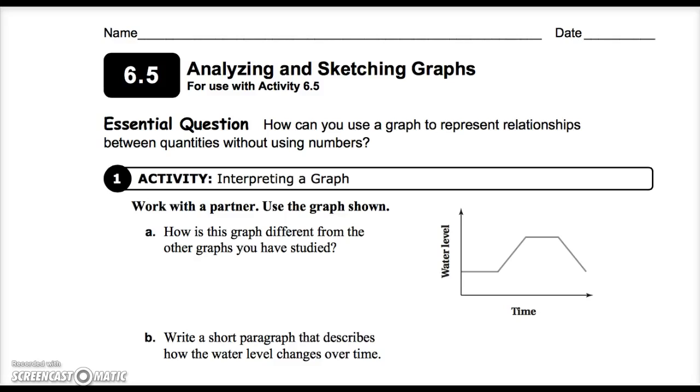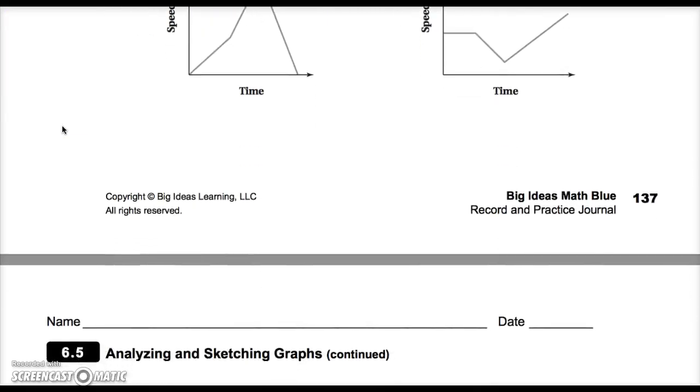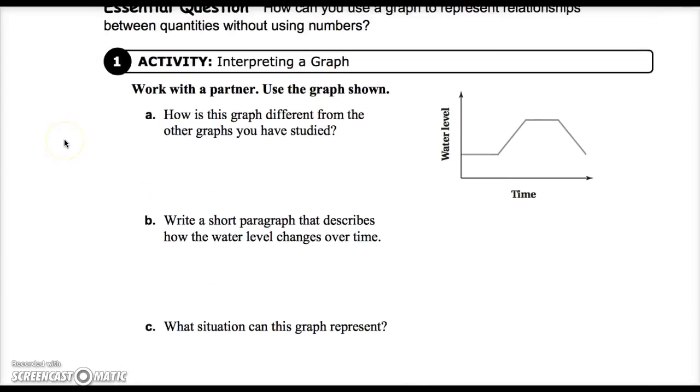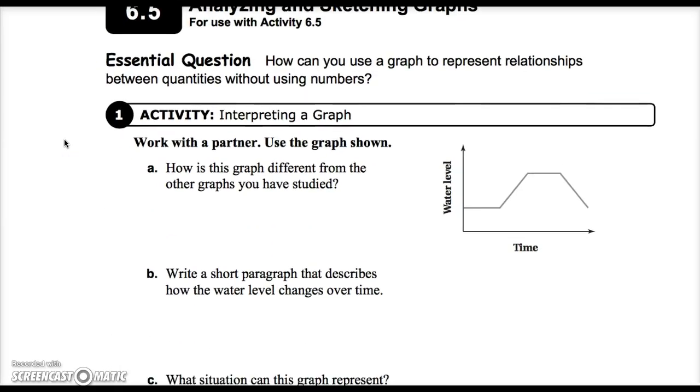All right, here we're going to be looking at different types of graphs, analyzing them and sketching them based on a scenario or a situation. Okay, so, but there aren't going to be any numbers involved. So we're just looking at the picture and really looking at the trend of what it's doing in relationship to the problem that they're talking about. So we are on, let's see, page 137 of your workbook and section 6.5.